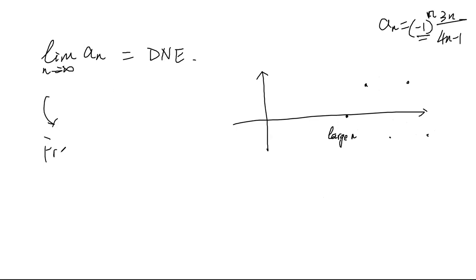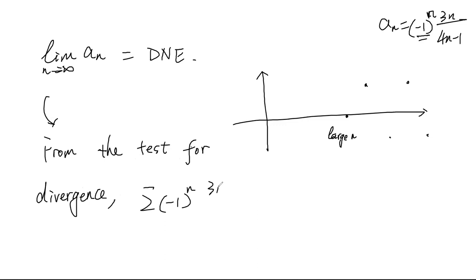So from the test for divergence, the test for divergence is that if the limit of the term in the series is not equal to 0, then the series is divergent. So in this case, the limit doesn't exist, so it's definitely not 0. And from the test for divergence, the series of (-1)^n times 3n divided by 4n minus 1 diverges.